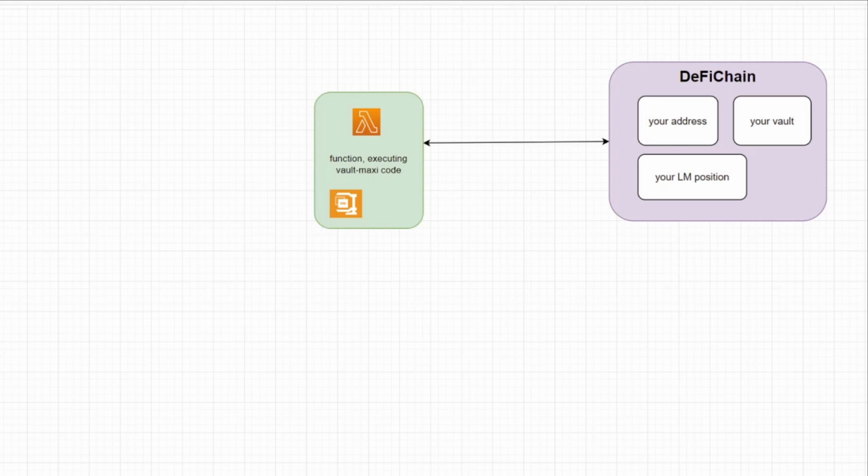When we have a bot or anything in that direction, we want to have a function that's executing some code, and this function needs to access the DeFiChain. In the case of Vault-Maxi, we need access to our address, so what tokens we have on that address, the vault and the state of the vault, and the liquidity mining position, which is basically part of the address. So how can you do that? If you want that, there are two ways.